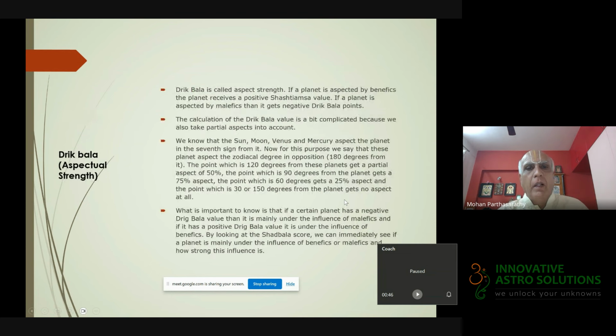Then Drigbala. Drigbala is called the aspectual strength. If a planet is aspected by a benefic planet, it receives a positive Shashtiamsa value. If a planet is aspected by malefics, it gets negative Drigbala points. The calculation of Drigbala value is complicated because we have to take into account the partial aspects of a planet also.